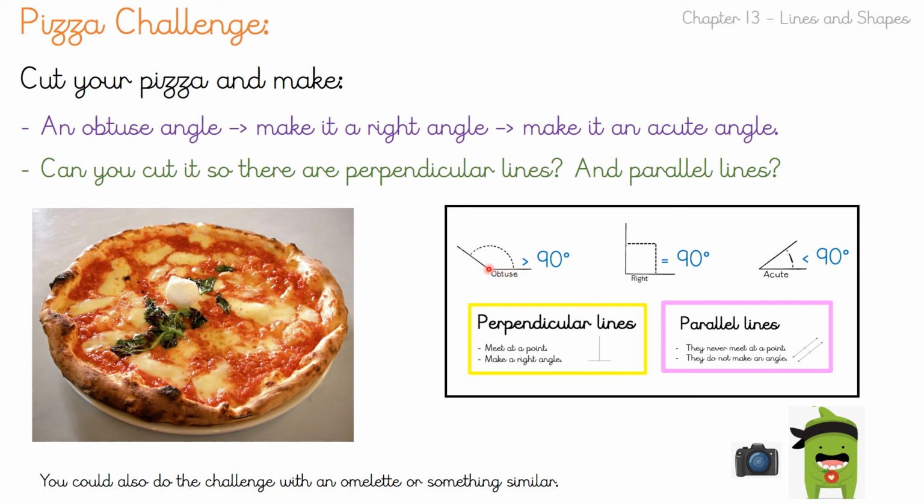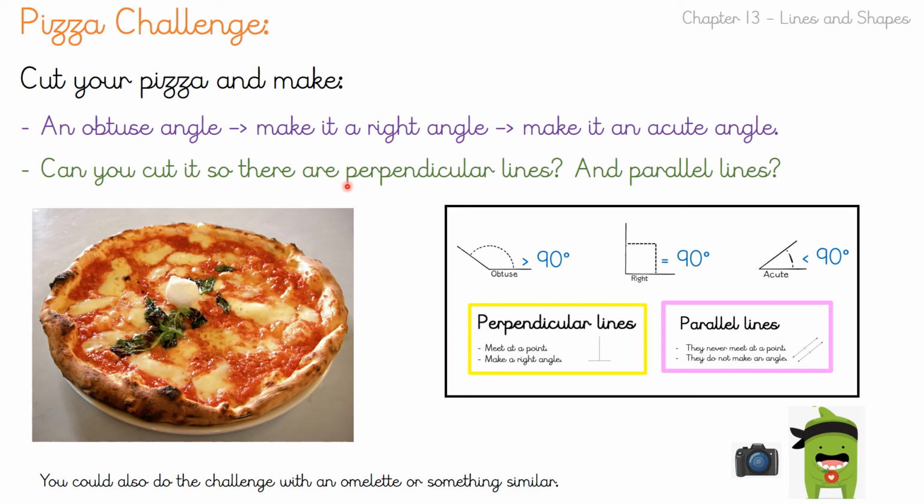Then cut that angle and make it a right angle. So from an obtuse angle you want to cut it and make it a right angle. Once you are happy with your result, cut it again and make it an acute angle, an angle that is smaller than a right angle. You've also got 2 questions to answer. You could cut your pizza again if you wanted to.